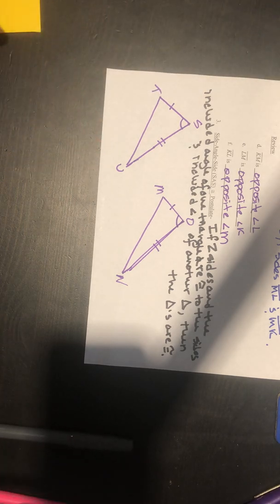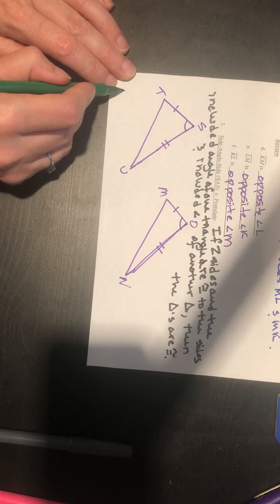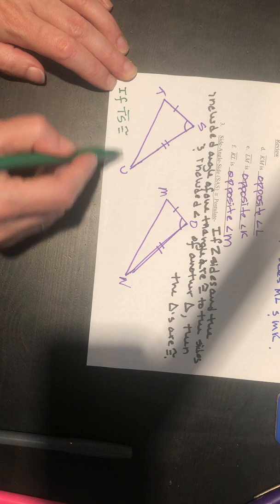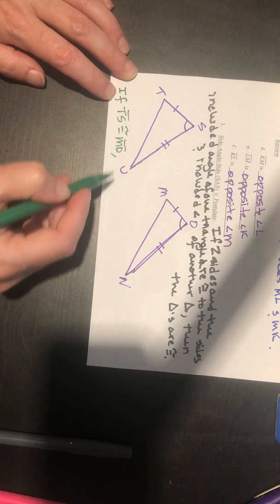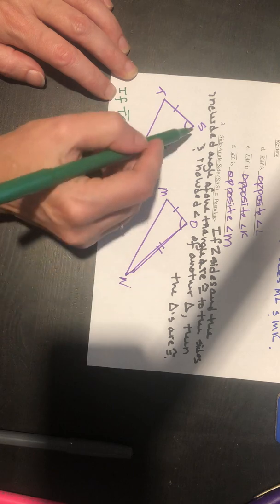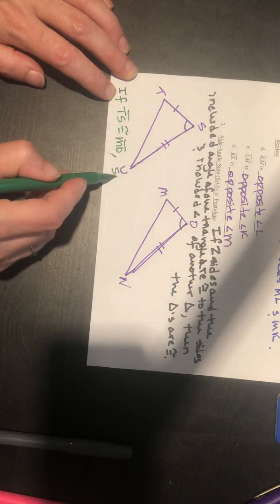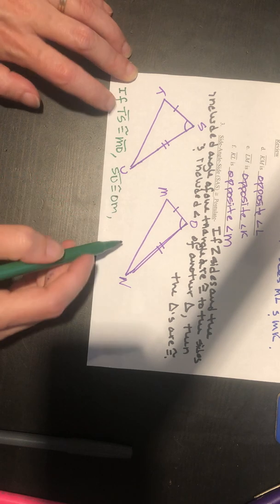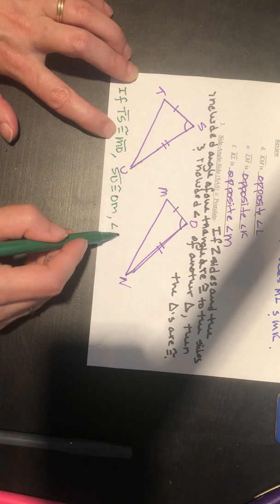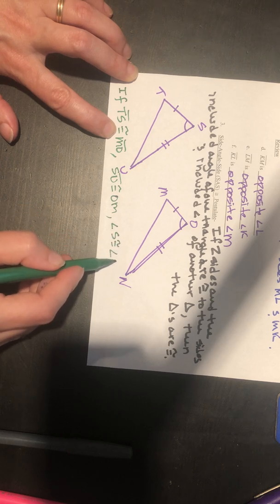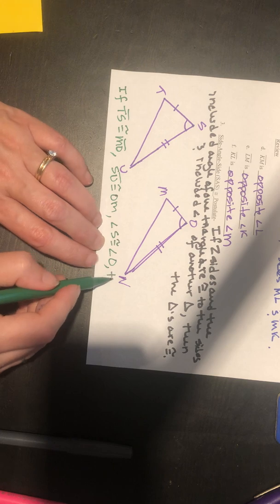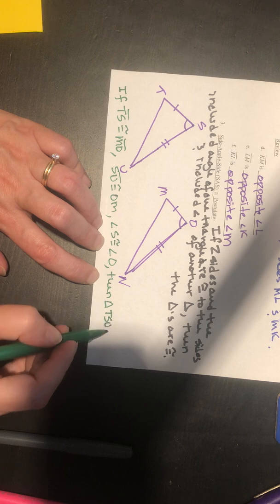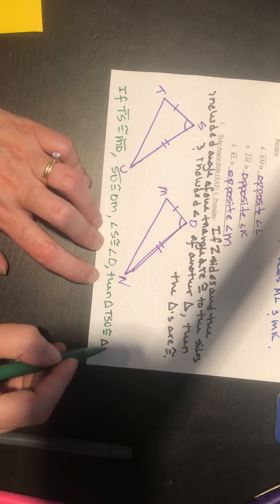All right, so in this example, we have TS congruent to MO. We have ON and SU congruent, so SU is congruent to OM. And then finally, angle S is congruent to angle O. Then, triangle TSU is congruent to triangle MON.